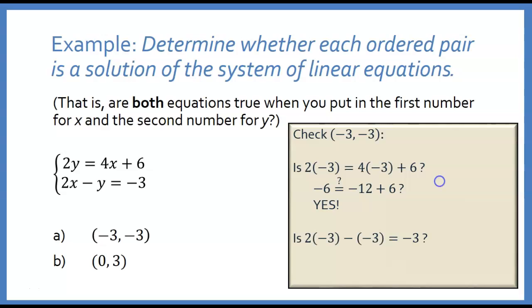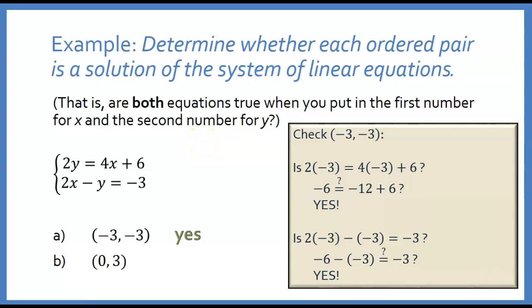Now, what about the second equation? Is 2 times negative 3 minus negative 3 equal to negative 3? Well, let's see. 2 times negative 3 would be negative 6. Negative 6 minus a negative, that would be the same as plus a positive 3. So is that equal to negative 3? Yes. So negative 3 worked in both equations. So our answer is yes, that is a solution to that system. If it worked in one but not the other, the answer here would be no. It's got to work in both equations to be a solution to the system.